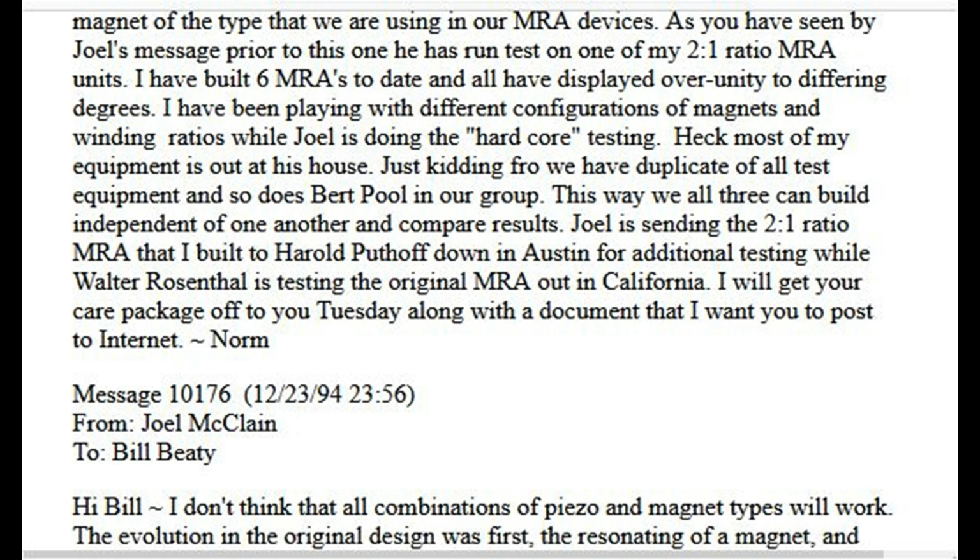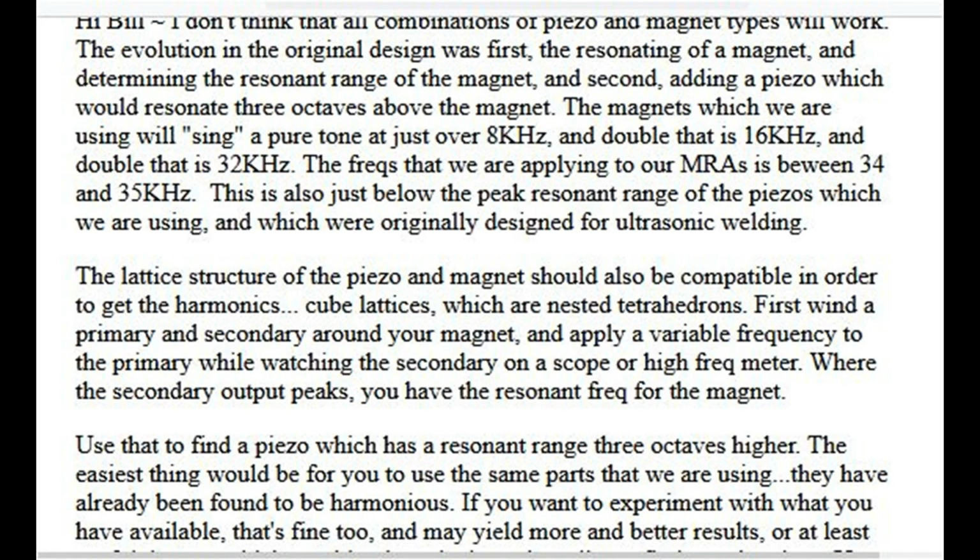Message 10176, December 23, 94, 2356. From Joel McLean to Bill Beatty. Hi Bill. I don't think that all combinations of piezo and magnet types will work. The evolution in the original design was first, the resonating of a magnet and determining the resonant range of the magnet, and second, adding a piezo which would resonate 3 octaves above the magnet.